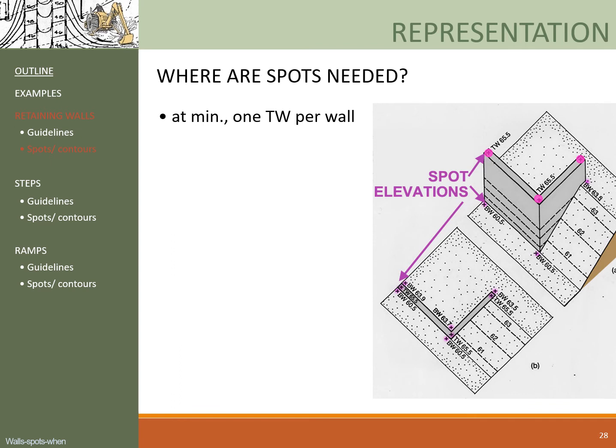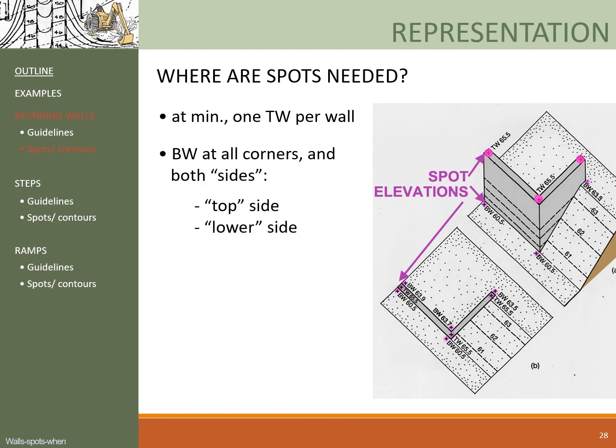Now, if you have a stepped wall with multiple segments, and each segment has a different TW elevation, then every segment needs at least one TW. And TW should be marked on the wall in the plan view. On the wall. Okay? See where these TW spots are marked. And for the bottom of the wall, BW, they should be marked at all corners and sides.